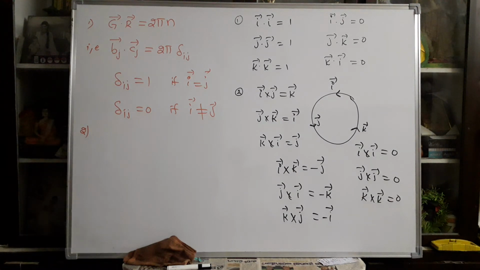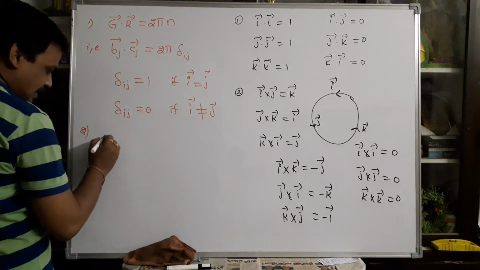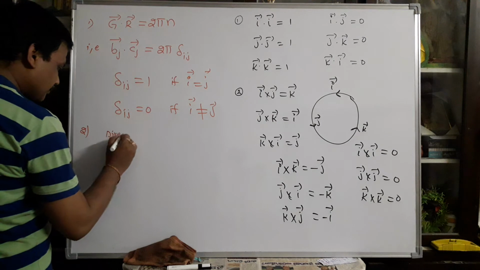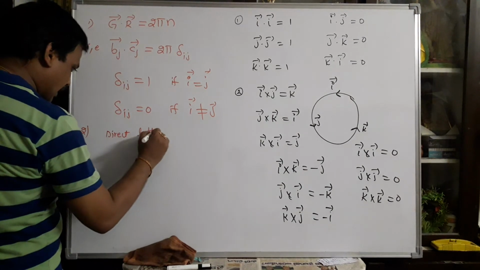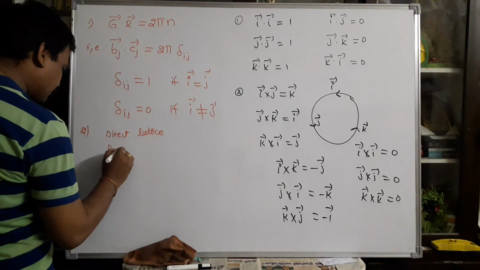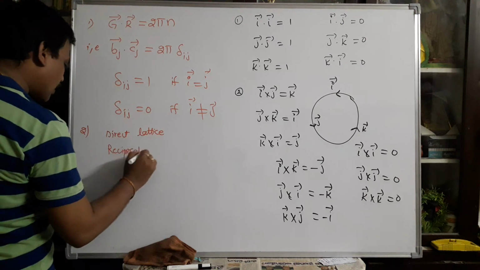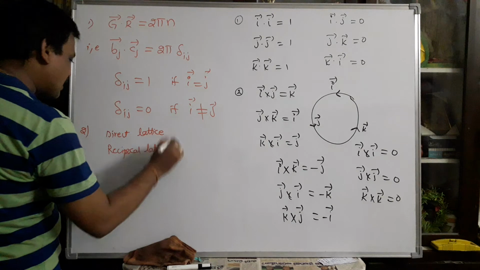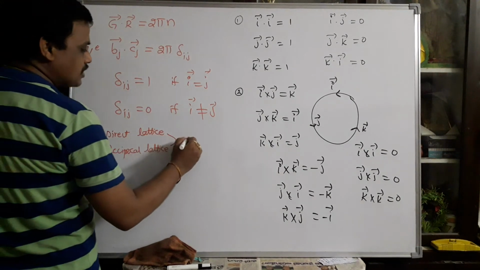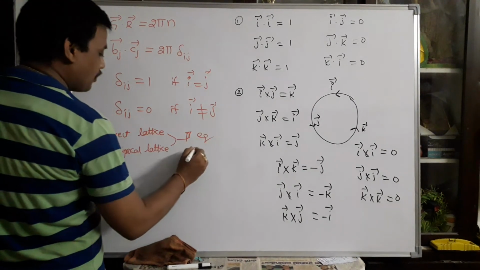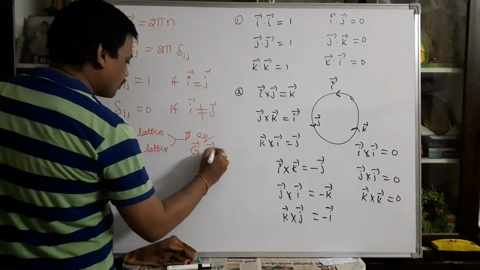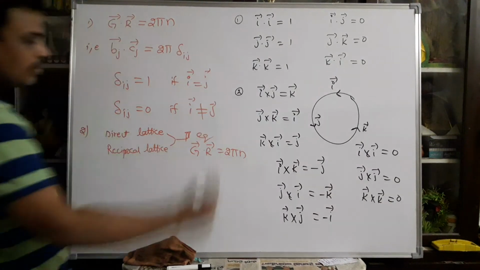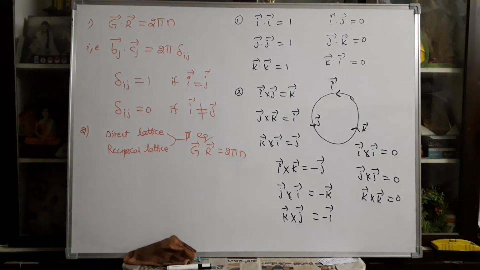And second one, the two lattices are related by the above equation. The two lattices are the direct lattice and the reciprocal lattice. These two obey the above equation, that is, G̅·R̅ is always equal to 2πn. So the direct and reciprocal lattices must obey the above relation, G̅·R̅ is equal to 2πn.